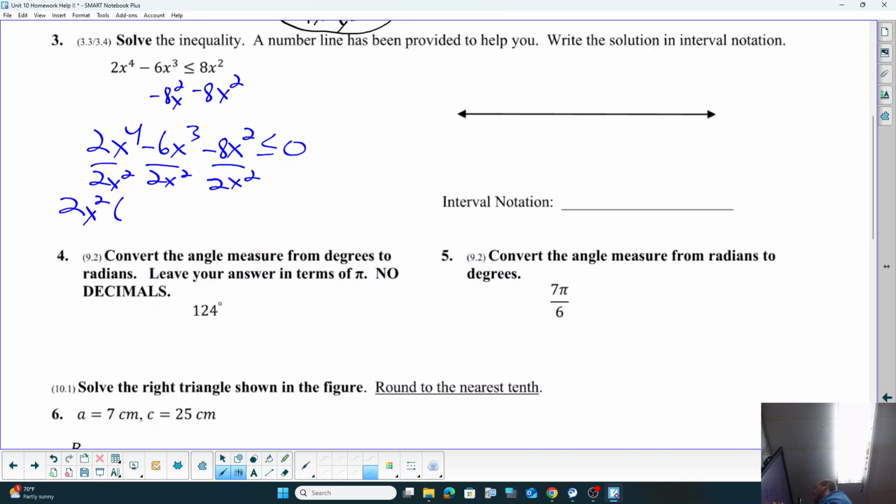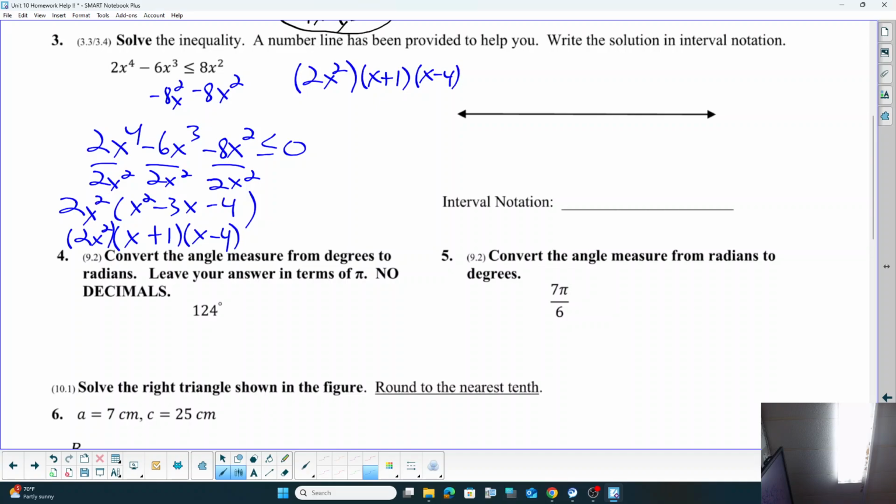So pull out the 2x squared. We're left with x squared minus 3x minus 4. The x squareds cancel. Good. That factors more. How nice. We get x and x, factors of 4 are 1 and 4. Sign of the middle term goes with the bigger number. So now we have 3 factors going on. We have 2x squared. We have x plus 1. And we have x minus 4.